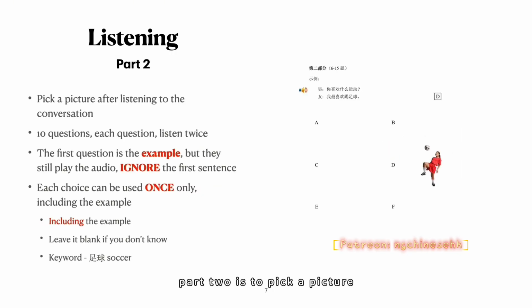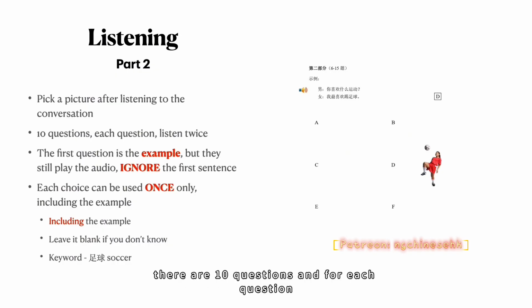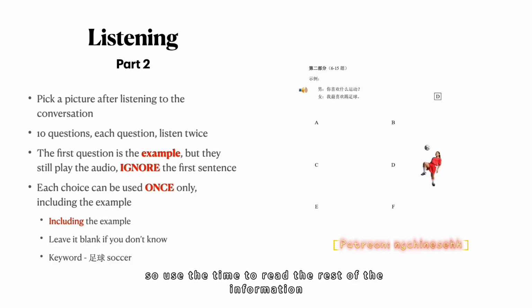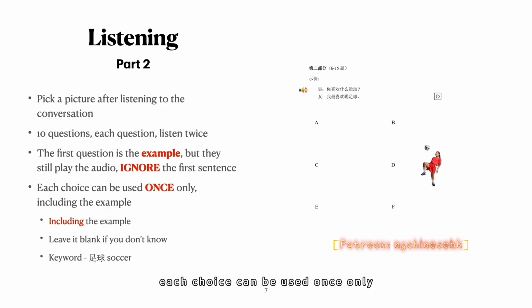Part 2 is to pick a picture to match the conversation. There are 10 questions, and for each question, you can listen twice. The first question is the example, but they will play the audio anyway, so use the time to read the rest of the information. And you have to pay attention. Each choice can be used once only, including the example.